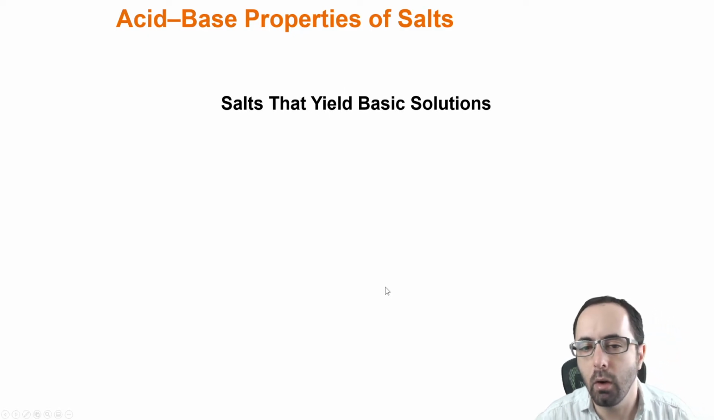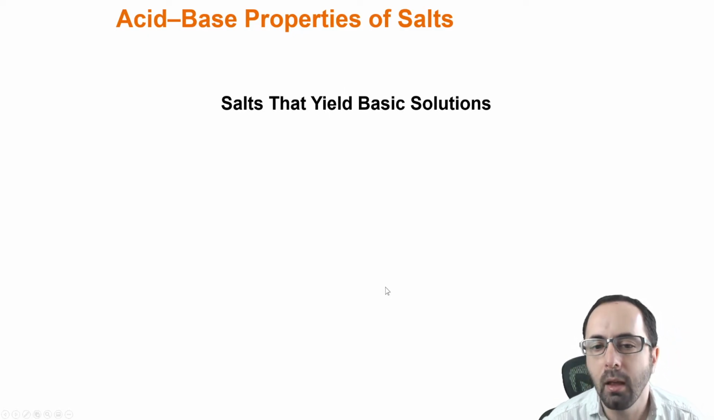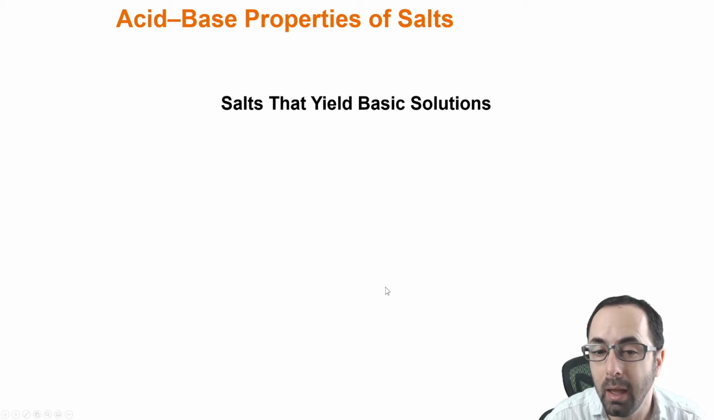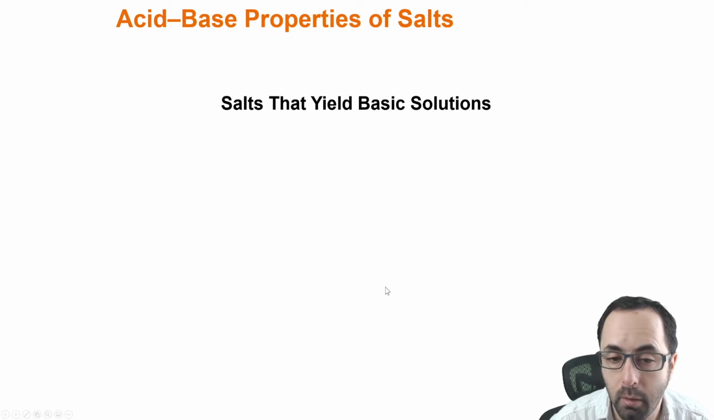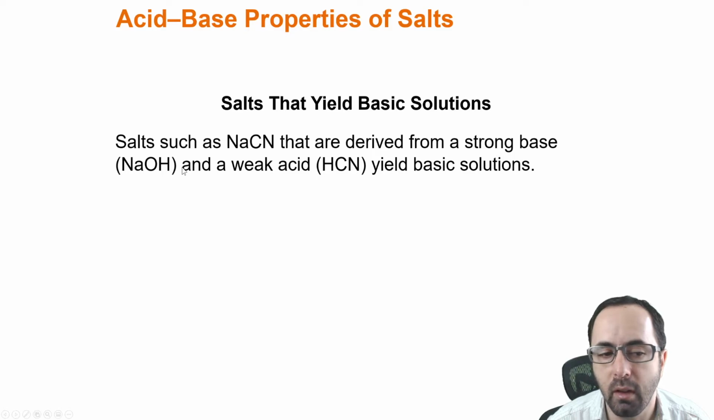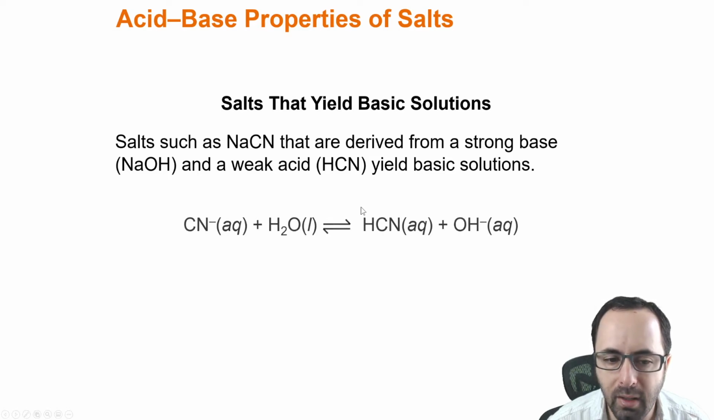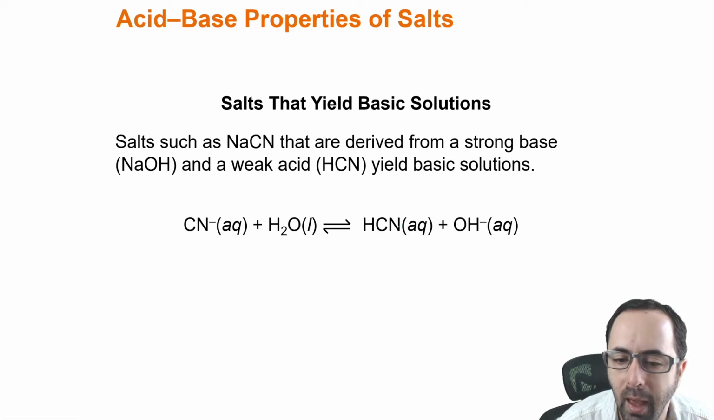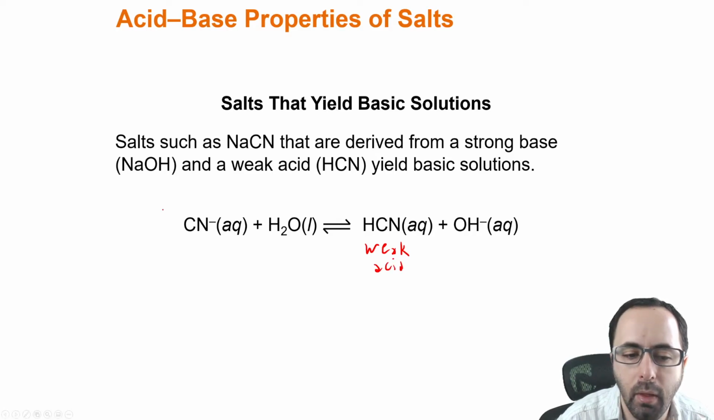So, and then salts that are going to make basic solutions. Those will be salts that contain a negative ion that is the conjugate base of a weak acid. So salts such as sodium cyanide, which are derived from the neutralization of a strong base and a weak acid, yield basic solutions. The reason behind this is that the cyanide ion itself is the conjugate base of the weak acid HCN. So this is a weak acid, and that makes the cyanide a decent base.